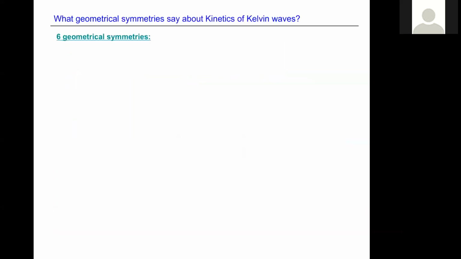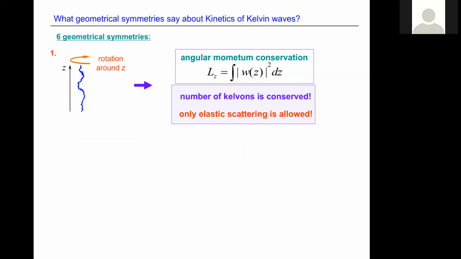So the symmetries tell me a lot about kinetics. First of all, the rotation around the z-axis that we mentioned already corresponds to angular momentum conservation, and also the standard U(1) symmetry corresponds to conservation of the number of Kelvin waves. So all the scattering between Kelvin waves can only be elastic. You cannot create more Kelvin waves in the scattering, you can only exchange energy and momentum.